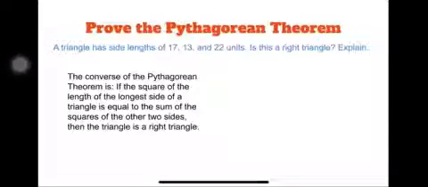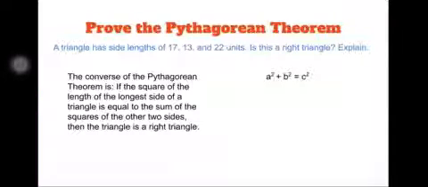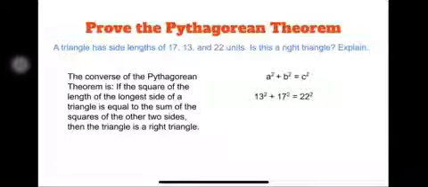The converse of the Pythagorean theorem is if the square of the length of the longest side of a triangle is equal to the sum of the squares of the other two sides, then the triangle is a right triangle. So to solve this problem, we take our Pythagorean theorem, a squared plus b squared equals c squared, and substitute the values. We substitute 13 for A, 17 for B, and 22 for C, since 22 is the longest length.